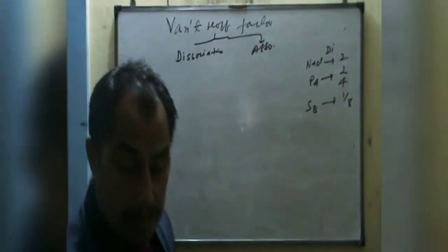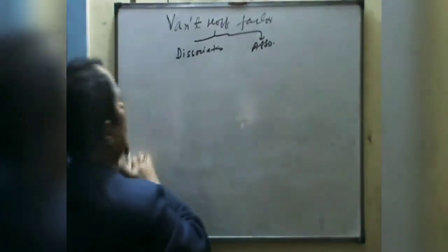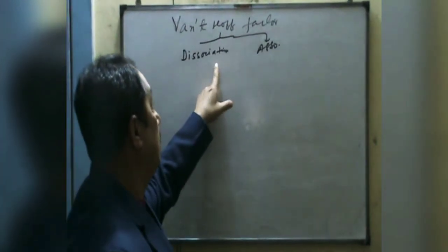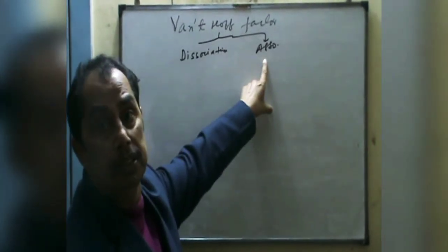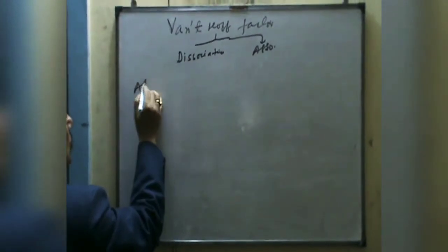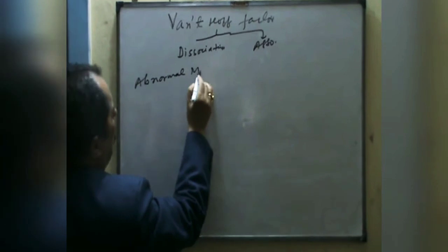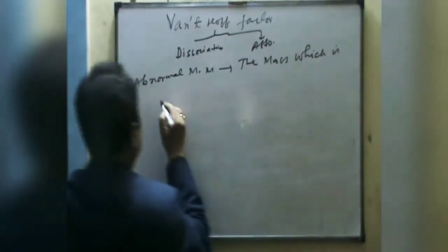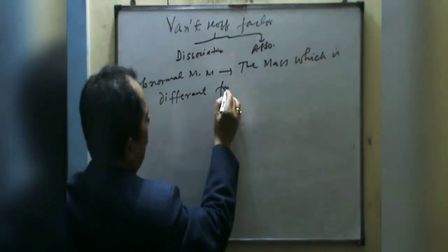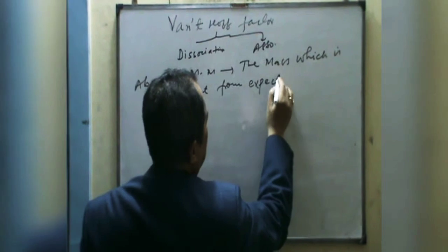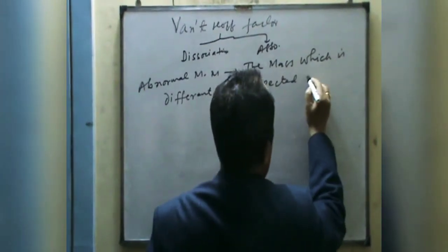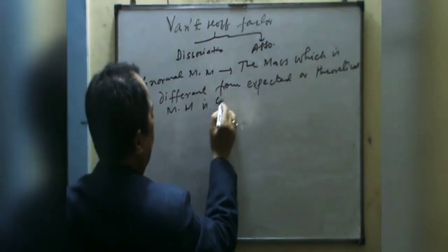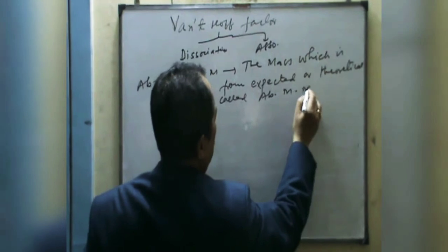Therefore, to explain the abnormal molar mass, van't Hoff introduced the term i, because abnormal molar mass is due to dissociation as well as what? Association. Therefore, what is abnormal molar mass? The mass which is different from the expected or theoretical molar mass is called abnormal molar mass.